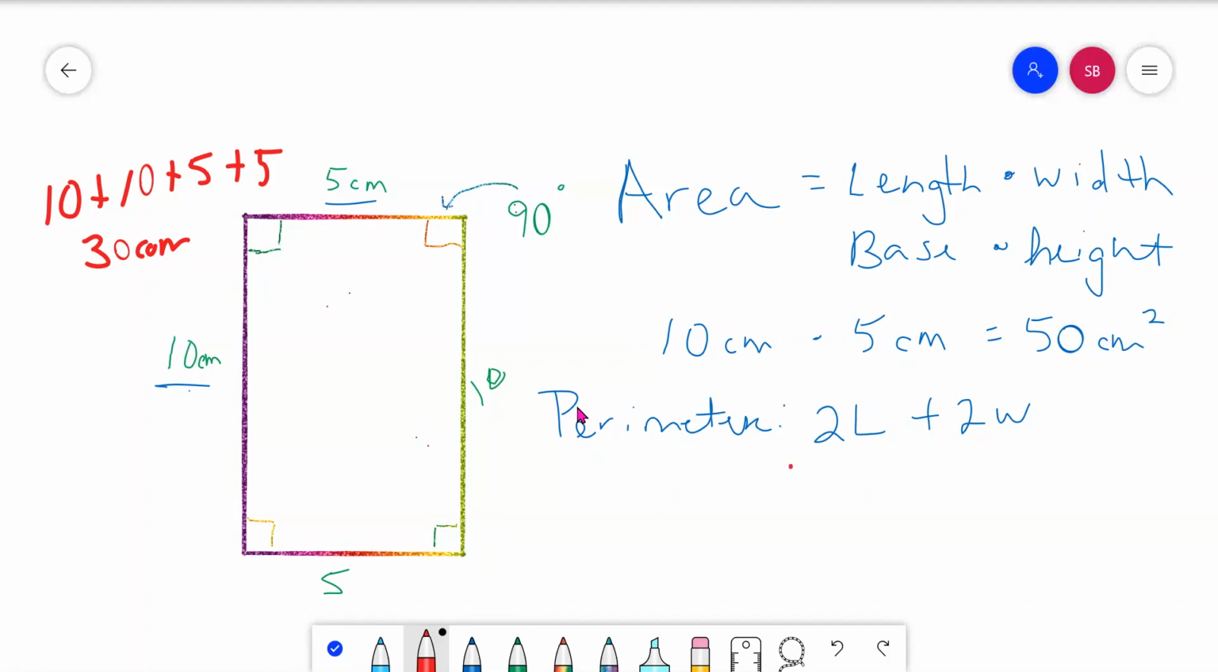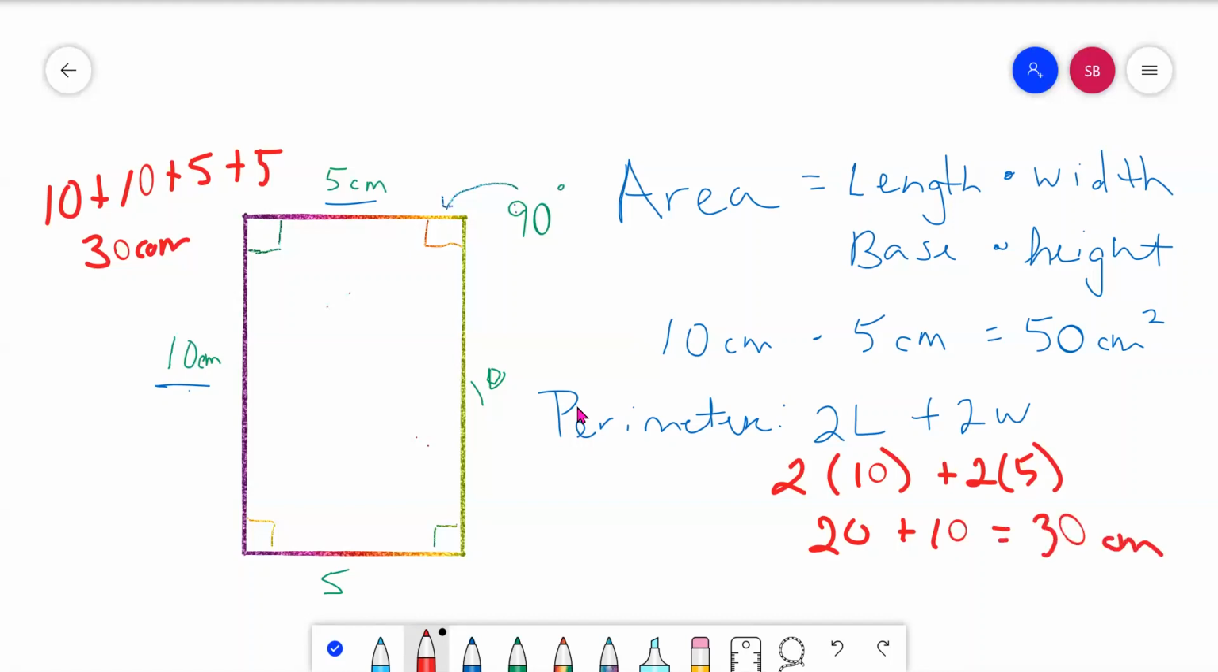So I'm going to plug it in. 2 times 10 plus 2 times 5. So then we get 2 times 10 is 20 plus 2 times 5 is 10. So we get that the perimeter is 30 centimeters. Okay.